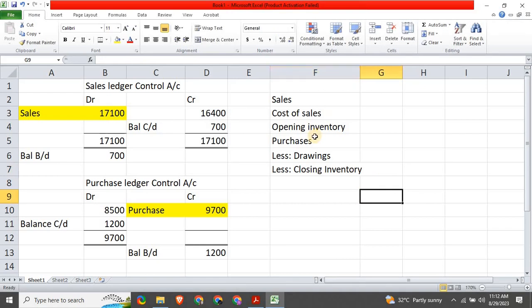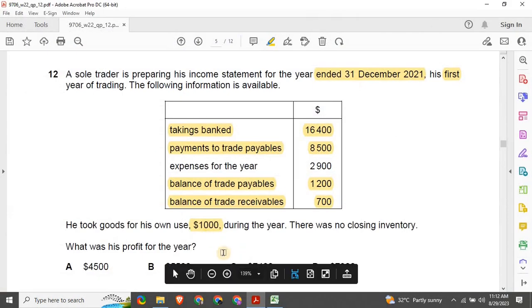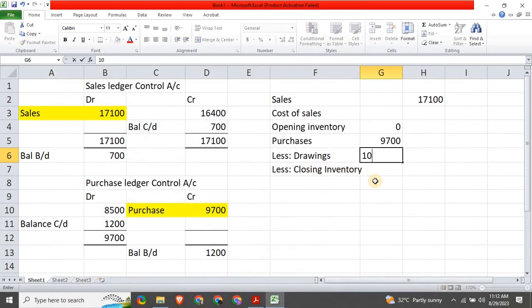Now if you remember, this is the sales that we have, 17,100. 17,100 is my sales, and the cost of sales is opening inventory. This is the first year of trading, so there will be no opening inventory. Purchases we calculated 9,700, and the drawings is 1,000. Closing inventory, the question says there is no closing inventory. So my cost of sales here is 8,700.